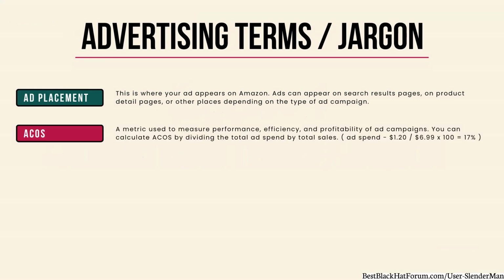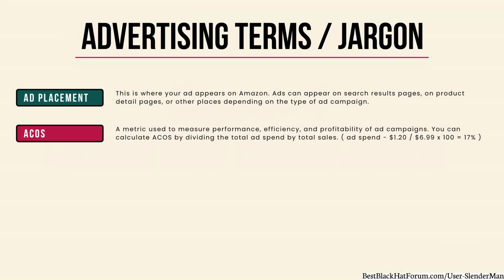ACoS stands for Advertising Cost of Sales, and this is a metric that is used to measure performance, efficiency, and profitability of ad campaigns. You can work out the ACoS by dividing the total ad spend by total sales, and then timesing by 100. So for example, if you spent $1.20 on ads, you would divide that by the list price of your book, which would be $6.99. Then you would times it by 100, and this would equal 17%.